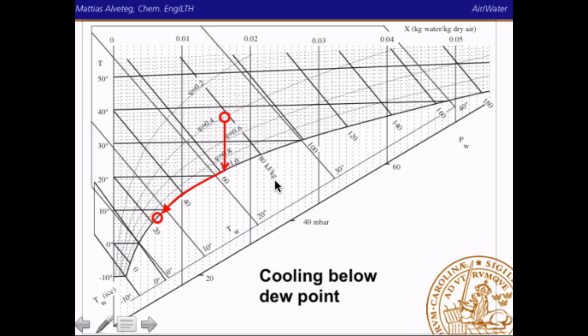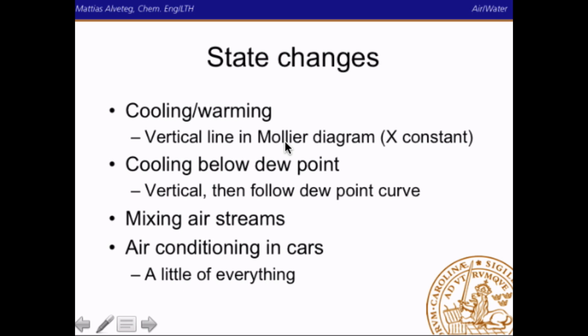So if you know the air flux in kilogram dry air per second, for example, you can calculate how much energy is needed to cool down to this point here, and then you can calculate how much water you lose. You can simply go up here and see what the water content is now. Cooling and warming, you have a vertical line in the Mollier diagram because x is constant. If you cool below the dew point, you first go vertically and then you follow the dew point curve.